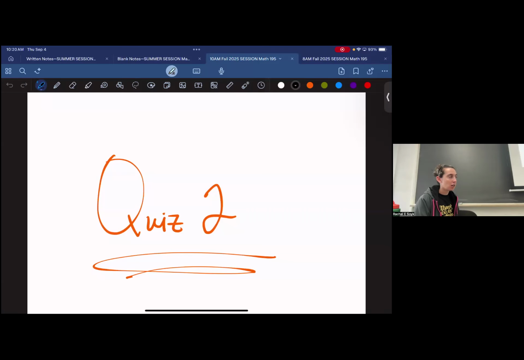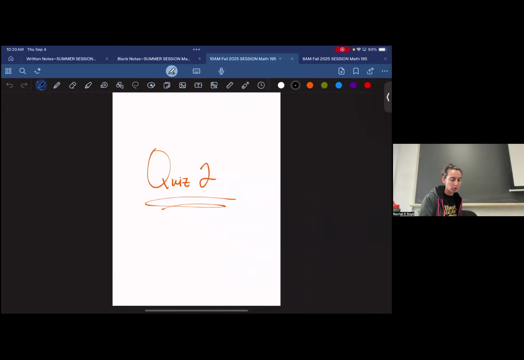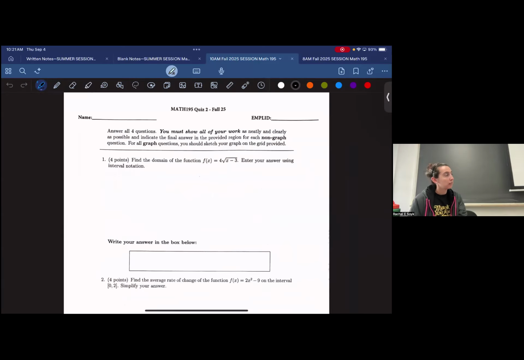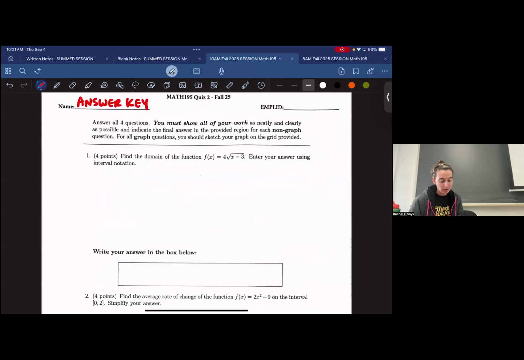Right. So let's go over our quiz 2. That first question was finding the domain of a function and then writing it in interval notation. And so whenever we're asked to find the domain of something, what 2 criteria want to pop into your head?